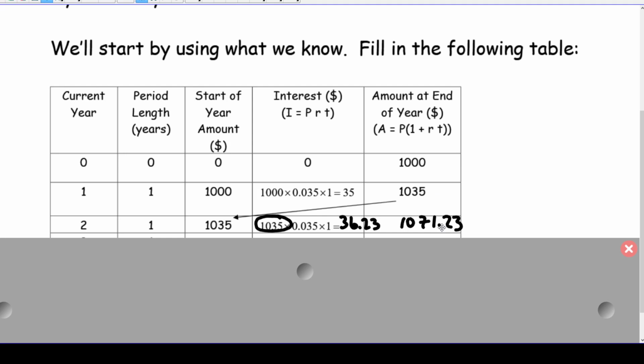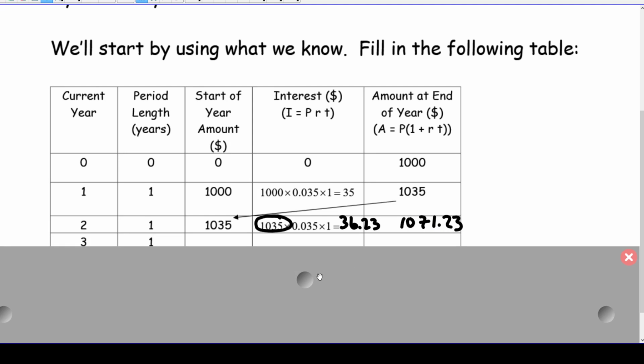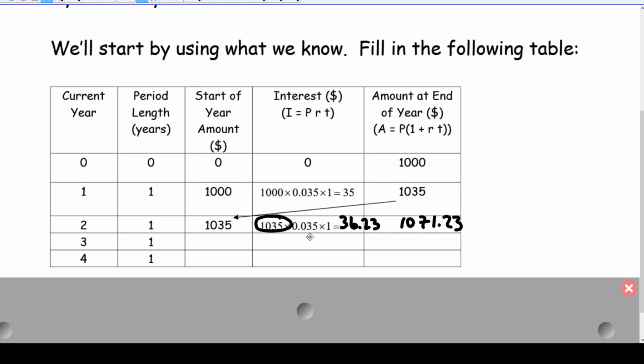Now, if this was a simple interest scenario, I would have just added 35 and I'd be at 1,070. So I know $1.23 doesn't seem like that much more, but that's just going to compound, no pun intended, as the interest compounds, okay? So we have to fill out the rest of this table. However, I wanted to show you how we could do this with a spreadsheet instead.